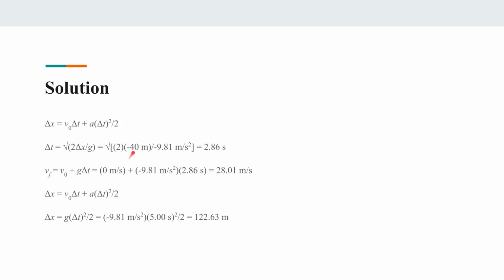Keep in mind that delta x is negative. You're going downward, so you're lowering your position, so your displacement overall will be negative. And that works out because this is also negative, and in the real world, you cannot have a square root of a negative number. So it all works out, and that gets you to about 2.86 seconds.